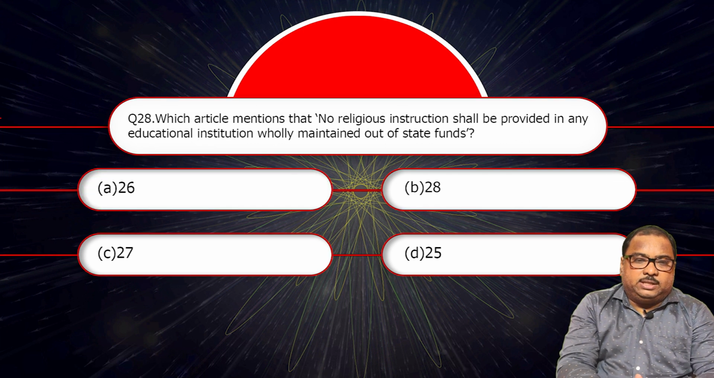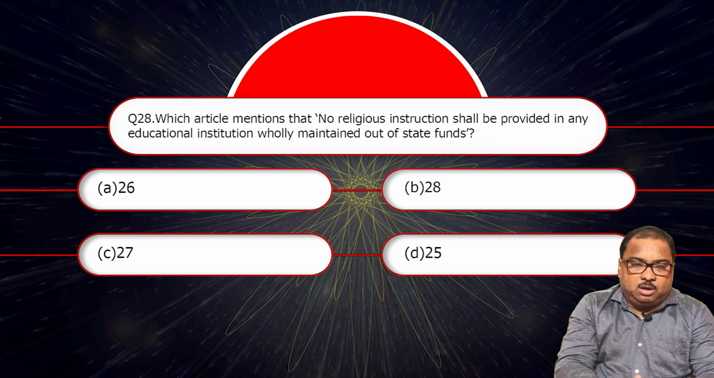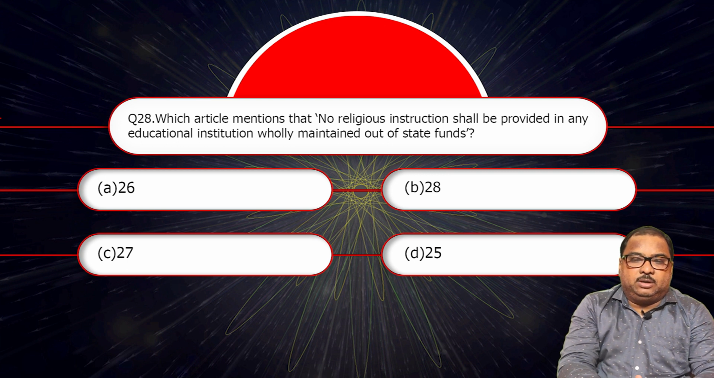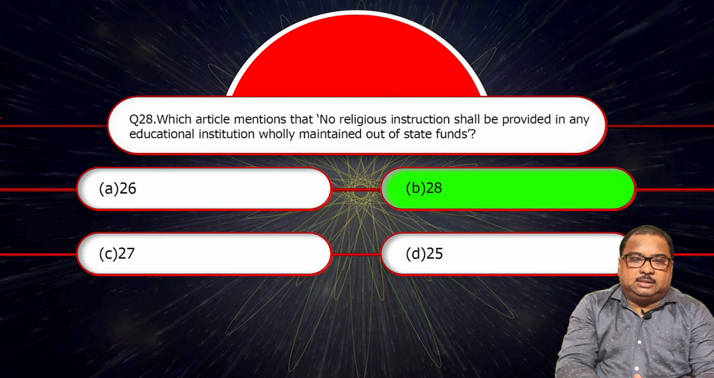Next question. Which article mentions that no religious instruction shall be provided in any educational institution wholly maintained out of state funds? Option A 26, option B 28, option C 27, option D 25. Your time starts now. And the correct answer is option B 28.